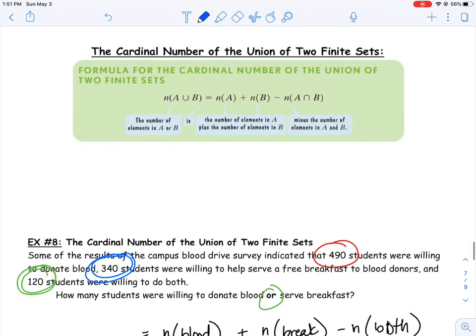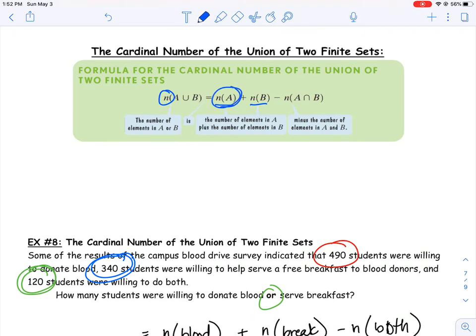All right, the last little thing that we're going to talk about here is finding the number of elements. Remember, this little n symbol means the number of elements in A or in B. Maybe you don't know how many elements are in A or in B. You can figure it out by figuring out how many elements are in A, adding them to all the elements that are in B. But you've got to be careful.